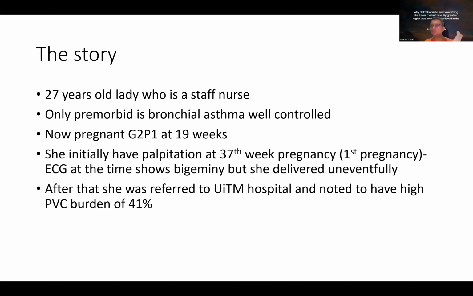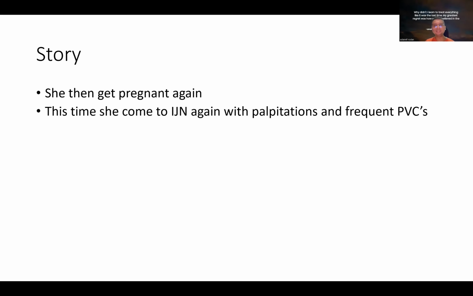After that, she was referred to UiTM and noted to have a high PVC burden of 41%. So PVC of more than 10 to 50%, we don't really like. Okay, we tend to treat that kind of PVC. However, she was then lost to follow-up. So there's no follow-up and she doesn't take any medication. She then got pregnant again, which is the current pregnancy, 19 weeks.